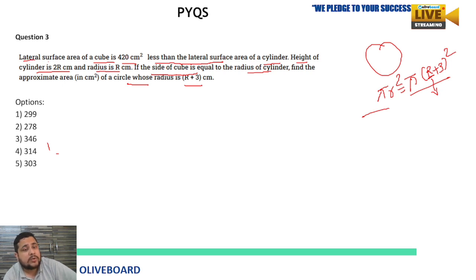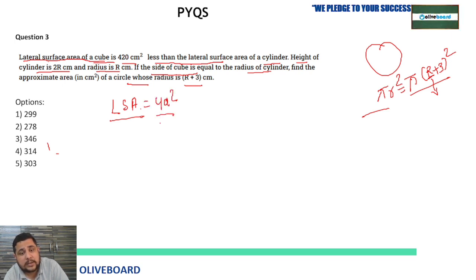So they have talked about the lateral surface area of a cube. You must have an idea about this lateral surface area, surface area. So the LSA of a cube is what? That is 4a square. Clear? Now, it is 420 centimeter less than the lateral surface area of the cylinder. Less than means if I add 420 here, then it will be equal to that value.